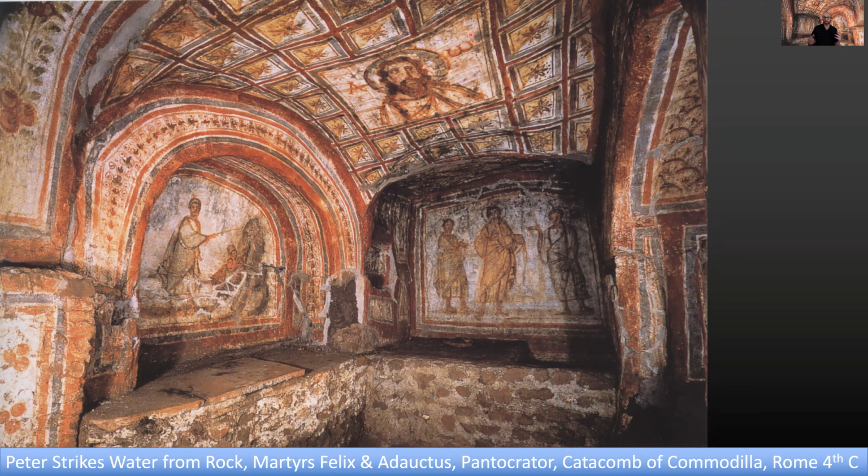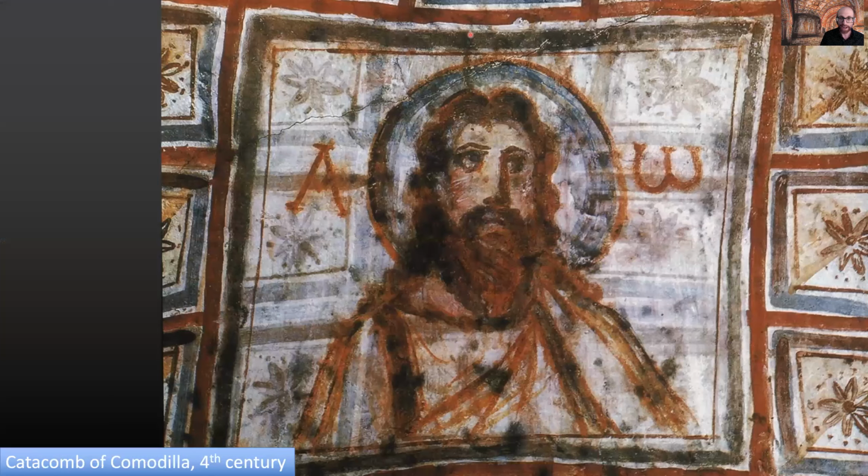Already in the 4th century, we're starting to move away from the popularity of the Good Shepherd image, that welcoming figure of salvation, and starting to think about images of judgment. We see a close-up of this figure of God as the Alpha and Omega, surrounded by this starry sky.